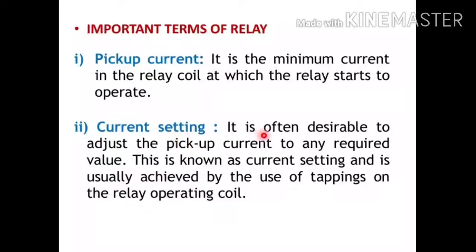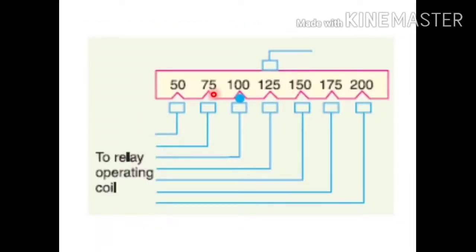Current setting. It is often desirable to adjust the pickup current to any required value. This is known as current setting, and it is usually achieved by the use of tappings on the relay operating coil. This is the current setting. We have different taps depending upon the requirement. We can tap it to any of the ranges.